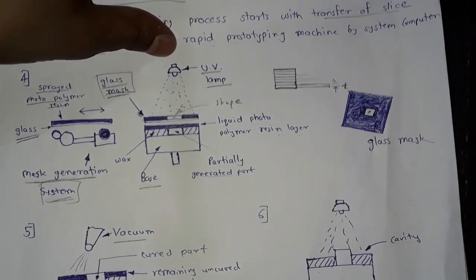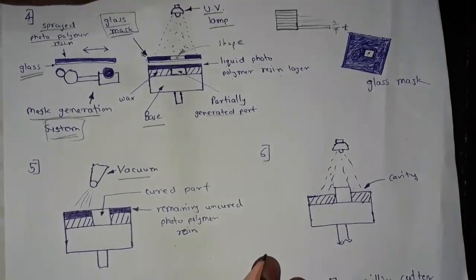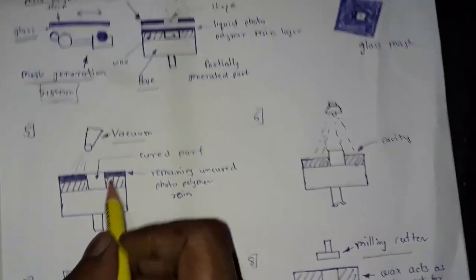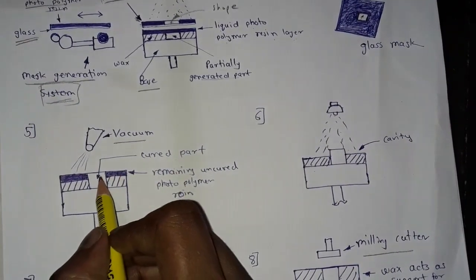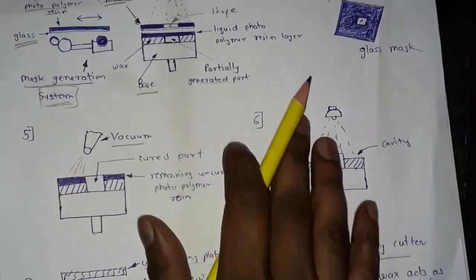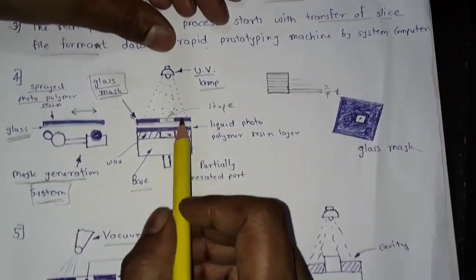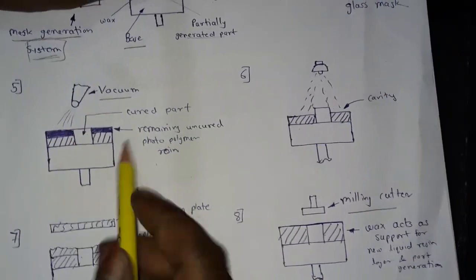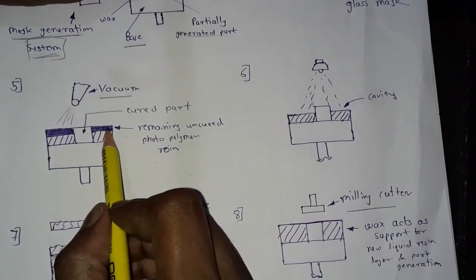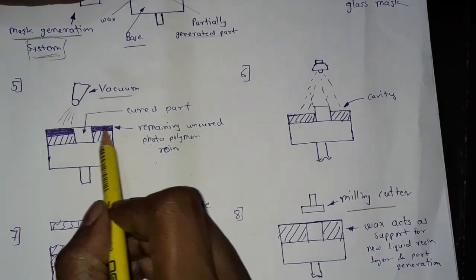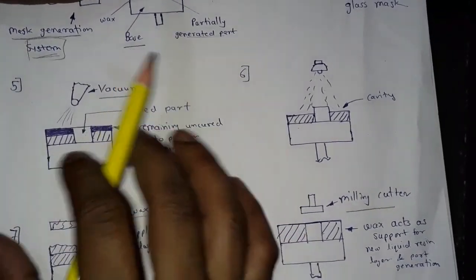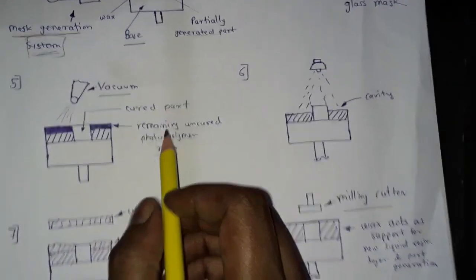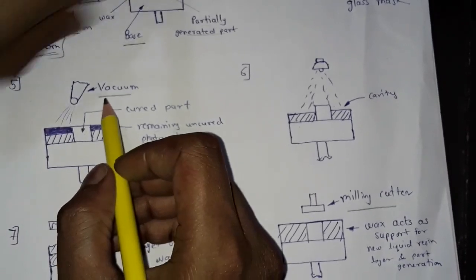And see here friends, after applying the UV lamp, the UV rays on this, you will see the cured part here. After applying the UV rays, we remove the glass mask, and you can see this is our cured, solidified part, and this is our remaining uncured photopolymer resin. Now we need to remove this remaining uncured photopolymer resin, and for that purpose we will use the vacuum.